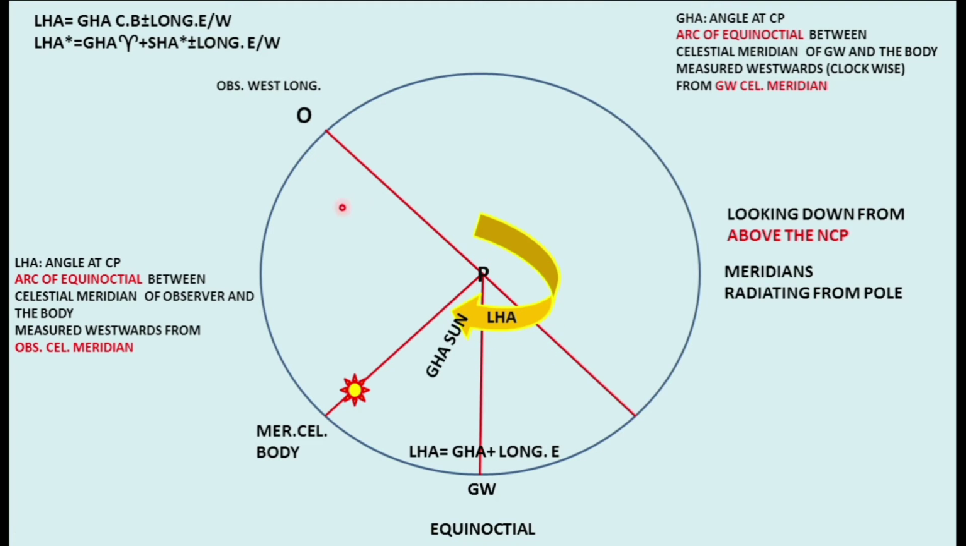And the LHA, as we stated, is from the observer's meridian to the meridian through the body. Now the sum total of this is 360. Here, if I subtract P1 from 360, that should be the LHA. And angle P1 is longitude minus GHA. And we arrive at the equation here: LHA is equal to GHA minus longitude west.